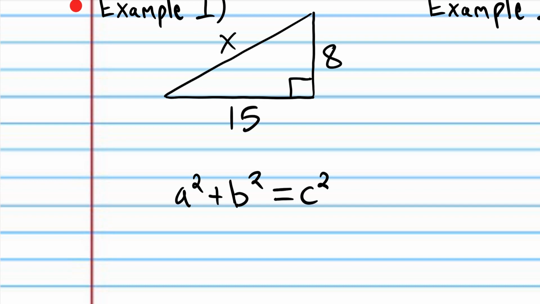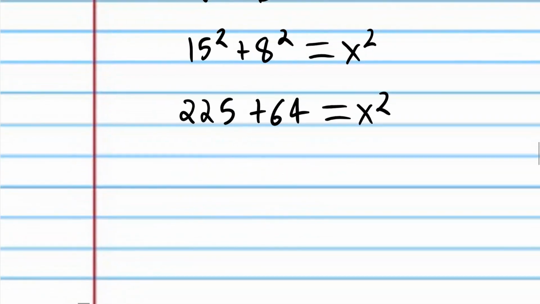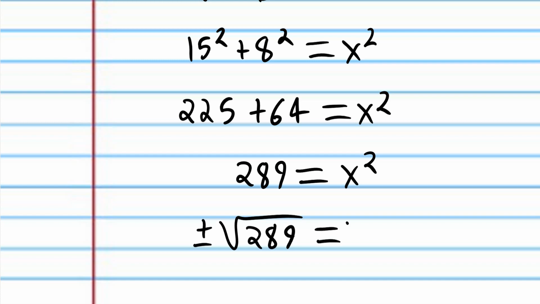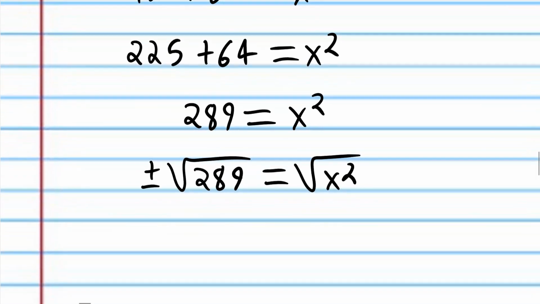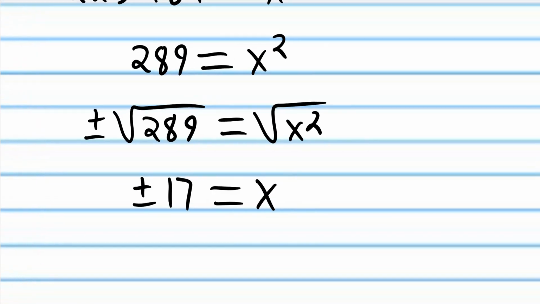So we have 15 squared plus 8 squared is equal to x squared. And if we add those up, we get 289. And we need to square root both sides, and whenever you square root both sides of an equation, you have to write a plus or minus symbol. That's one of the most common mistakes that students make in the math curriculum. So x is plus or minus 17.